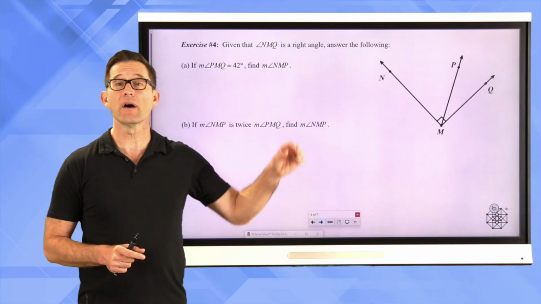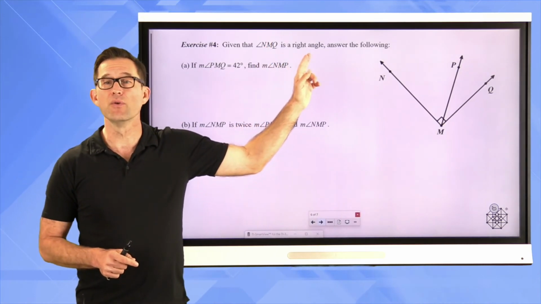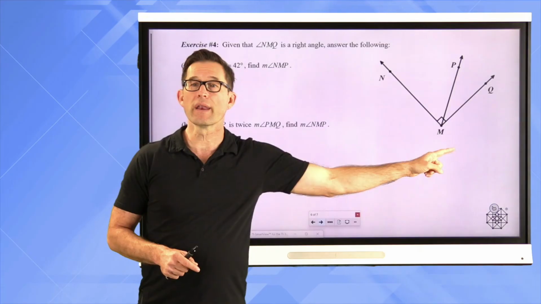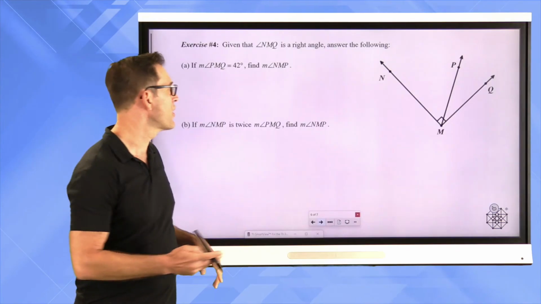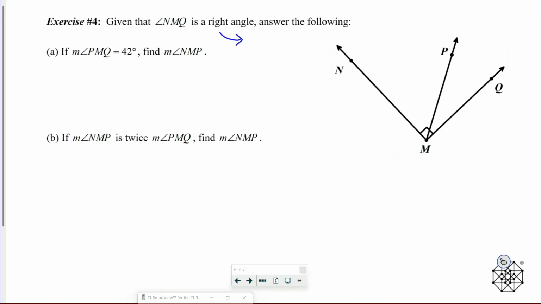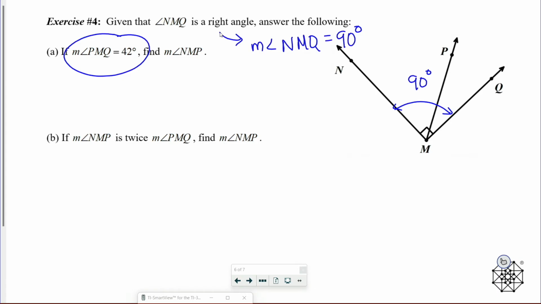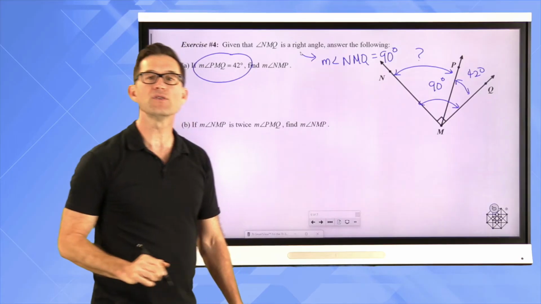Well, the real key is, of course, understanding what it means for NMQ to be a right angle. We oftentimes symbolize right angles by putting a little square down in the angle symbol, right? But what it really means for NMQ to be a right angle is that the measure of angle NMQ is equal to 90 degrees, right? So this entire angle has a measure of 90 degrees. Now, if PMQ is equal to 42 degrees, and we want to know NMP, right? Then it should be easy.